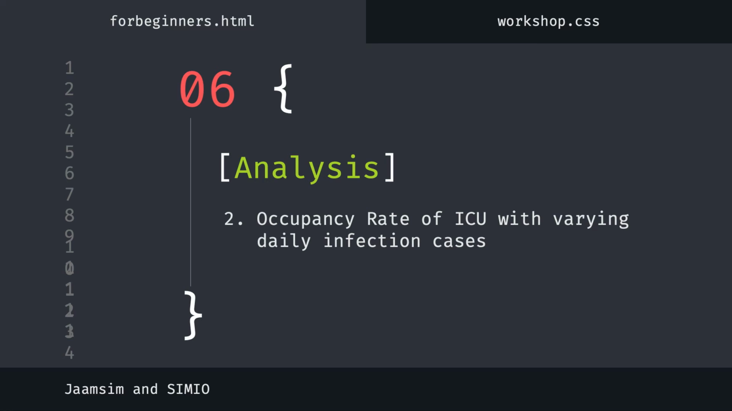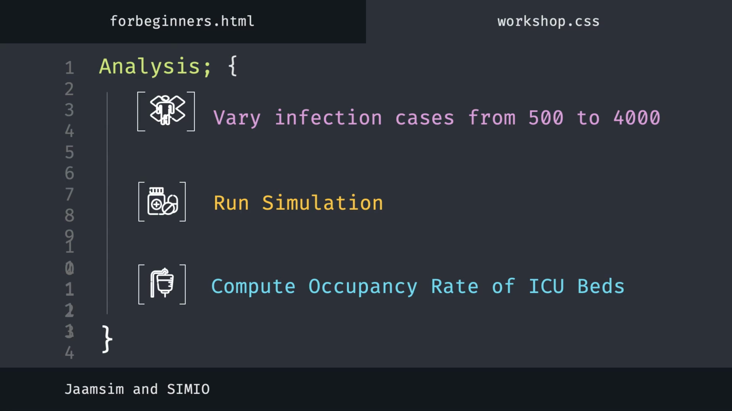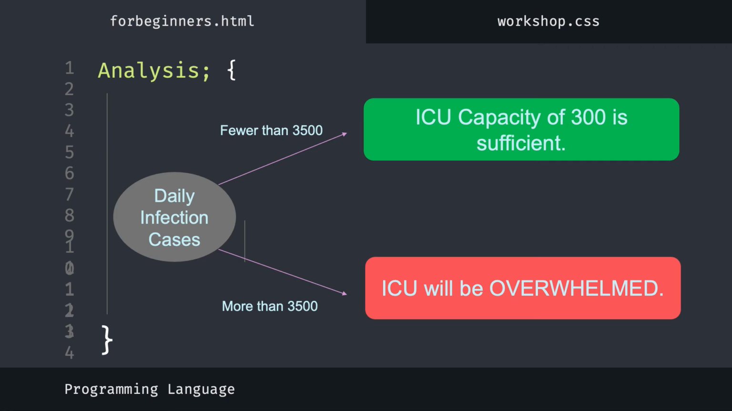Second, the occupancy rate of ICU with varying daily infection cases. We vary the infection cases from 500 to 4,000. Then we ran the simulation and computed the occupancy rate of ICU beds. Based on our model, if daily infection cases exceed 3,500, the ICU will be overwhelmed.